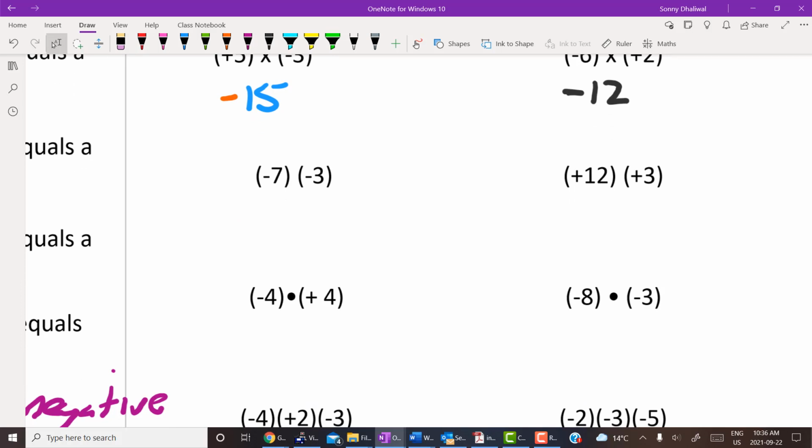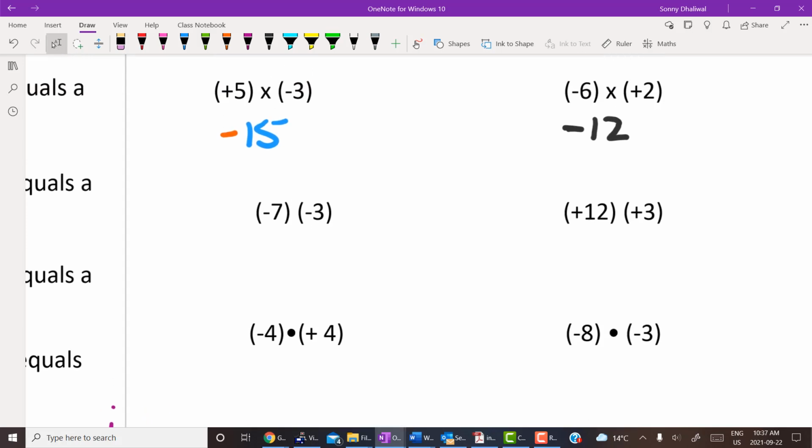Here, we have 2 brackets touching each other. 2 brackets touching each other just means that they're multiplying. Have you guys seen that before? The dot in the middle too. The dot in the middle also means that you're multiplying. These are all different ways of saying we're multiplying.